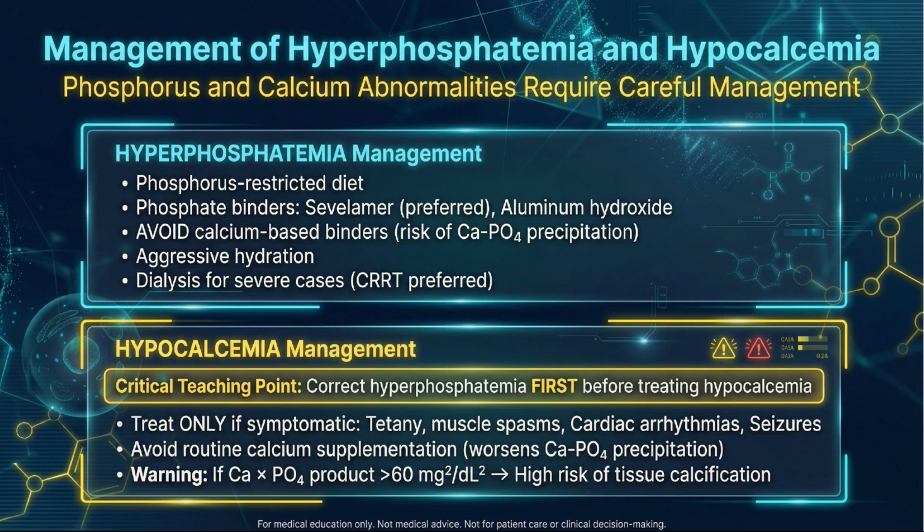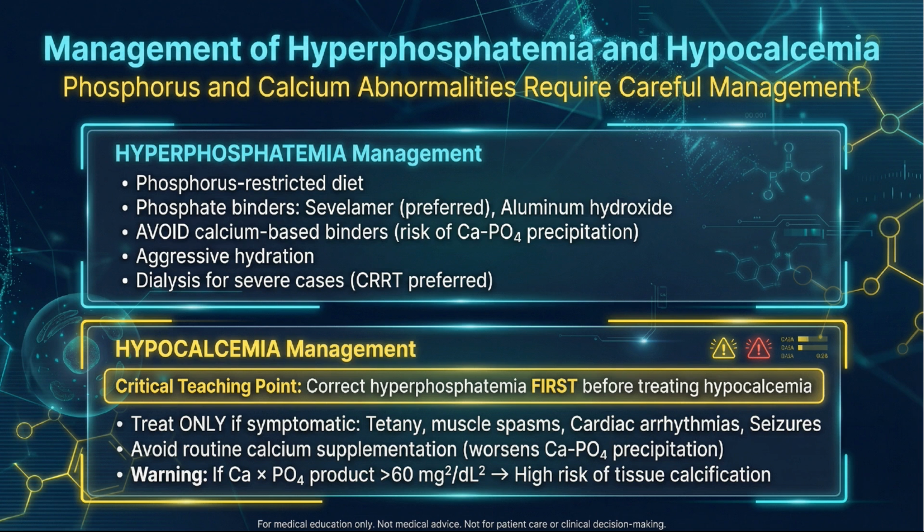Next, let's discuss the management of hyperphosphatemia and its counterpart, hypocalcemia. These two abnormalities require careful, coordinated management. For hyperphosphatemia, the first step is a phosphorus-restricted diet. We then use oral phosphate binders to prevent absorption from the gut.